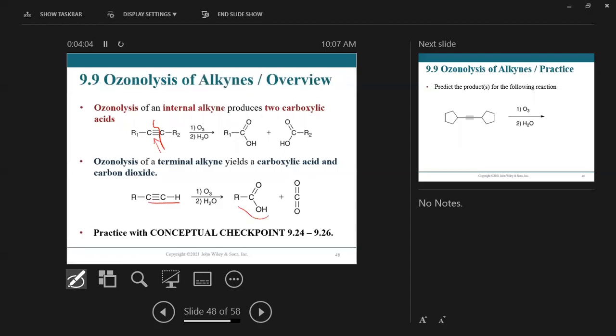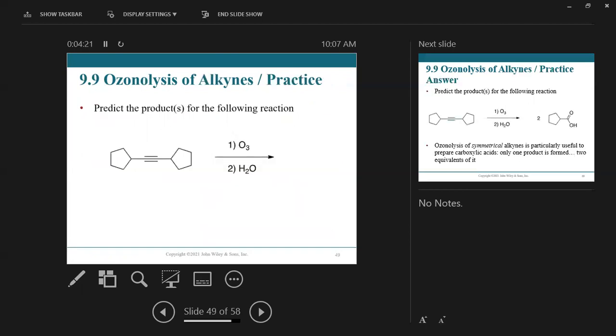Ozonolysis of a terminal alkyne yields a carboxylic acid because you have our carboxylic acid group and carbon dioxide. So we split it right here. We're going to get carbon dioxide and we're going to get the carboxylic acid. So then we can kind of guess that we're going to get the carboxylic acid here, just a cyclopentyl group with our carboxylic acid. We split it right here. Now, if this would have been a hydrogen, we would have got carbon dioxide with it, but it's not, so we get two of these.